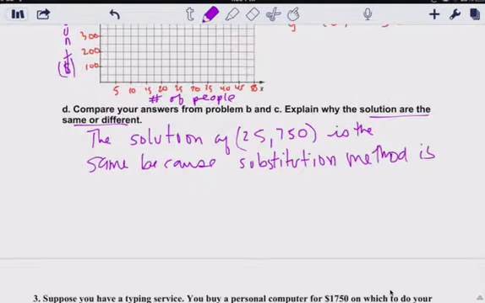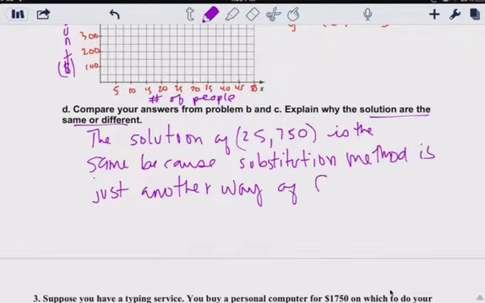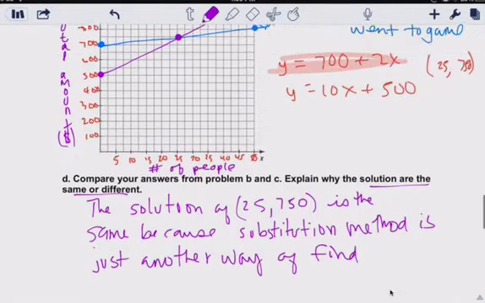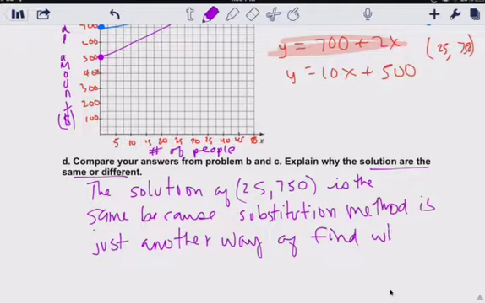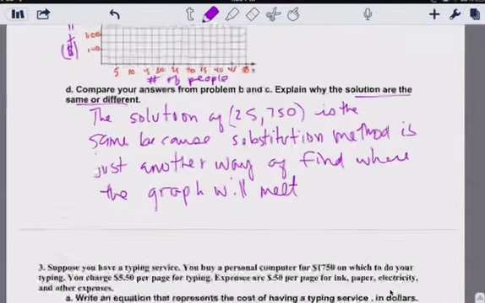is just another way of finding where the graphs will meet. Okay?